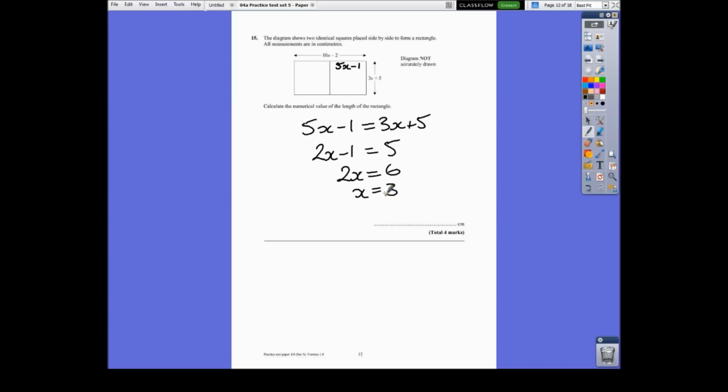However, we're asked for the length of the rectangle, so we need to do 10 lots of x, so 10 lots of 3, take 2, which would be 28 centimetres.